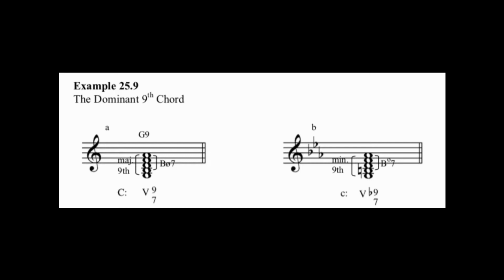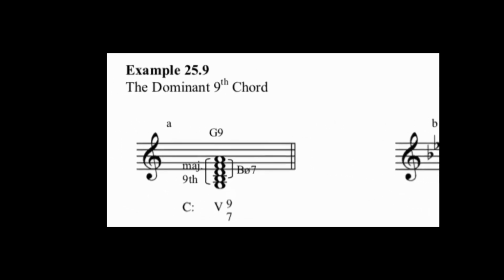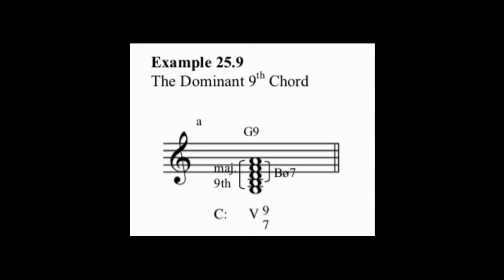The ninth chord is usually found as an extension of the dominant seventh in either a major or minor key, as shown here. In the major key, example 25.9a, the dominant ninth is a major ninth interval from the root tone. Also, the top four notes of the chord have the same structure as the leading tone 7 chord in the key. In this case, B half diminished 7.